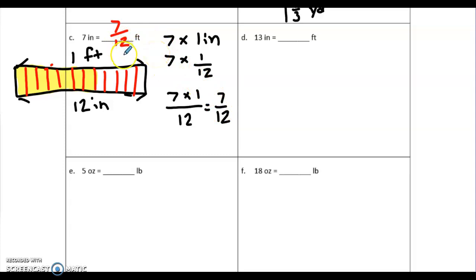So as you're working with your exit ticket, if you want to draw a picture and that will help you, go for it. If you want to do it in number form, go for it. If you want to do both, awesome. Then you have a check.